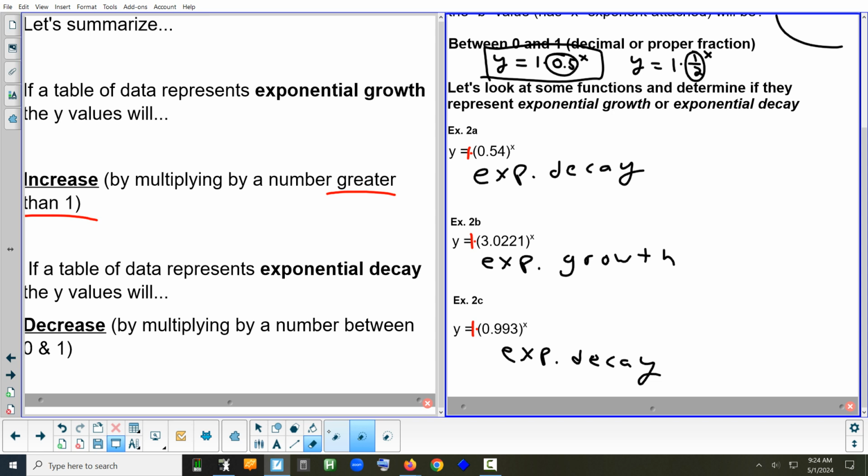If you were to draw one with a decay rate of 0.993, it's going to decay so slowly. It's not going to be like a sharp curve at all. Very slow. All right. So, any questions on 2A, B, or C?